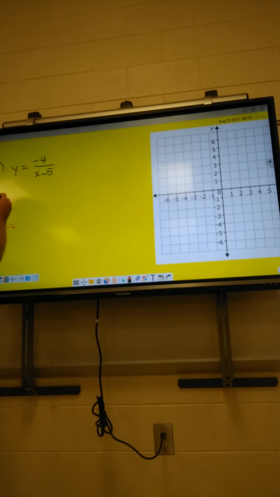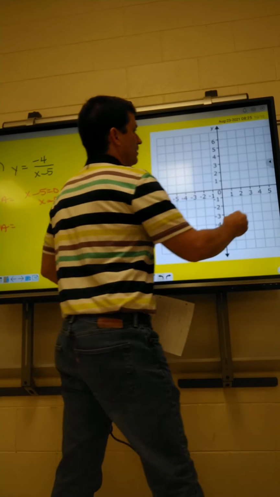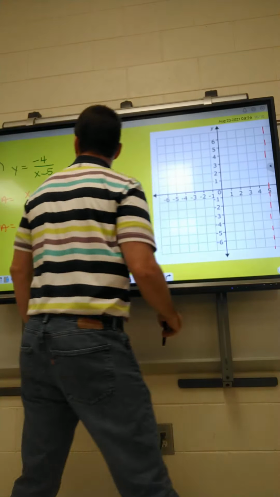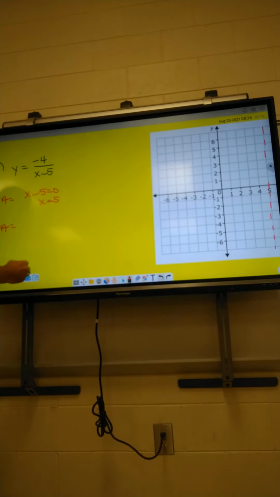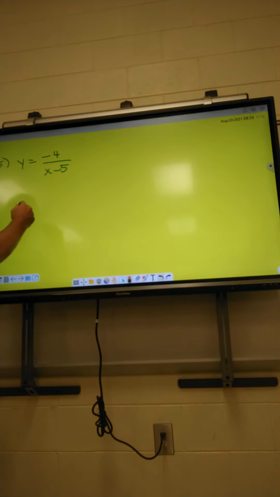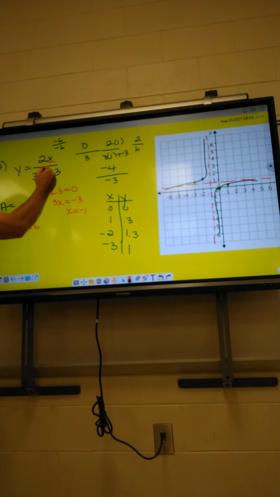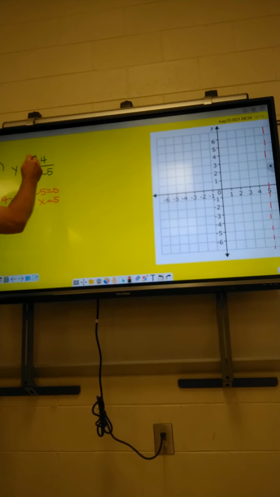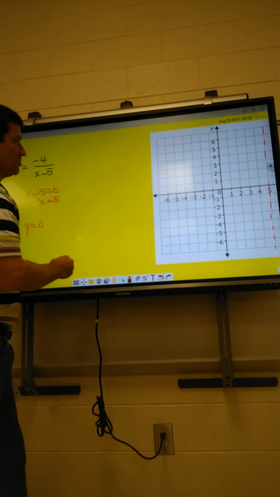All right, so the VA is the bottom. X minus 5 equals 0, x equals positive 5. The HA. Look back at the last problem. If they both have an x, you divide the numbers. If there's an x on the bottom and not the top, it's automatically y equals 0.